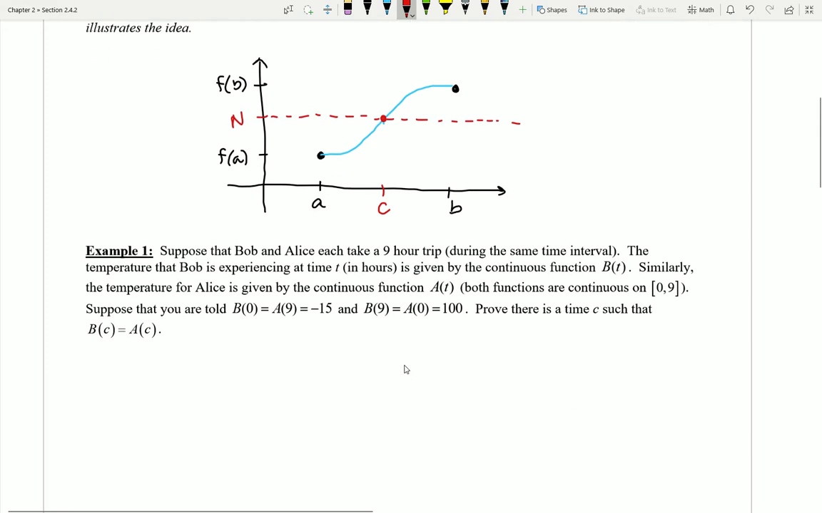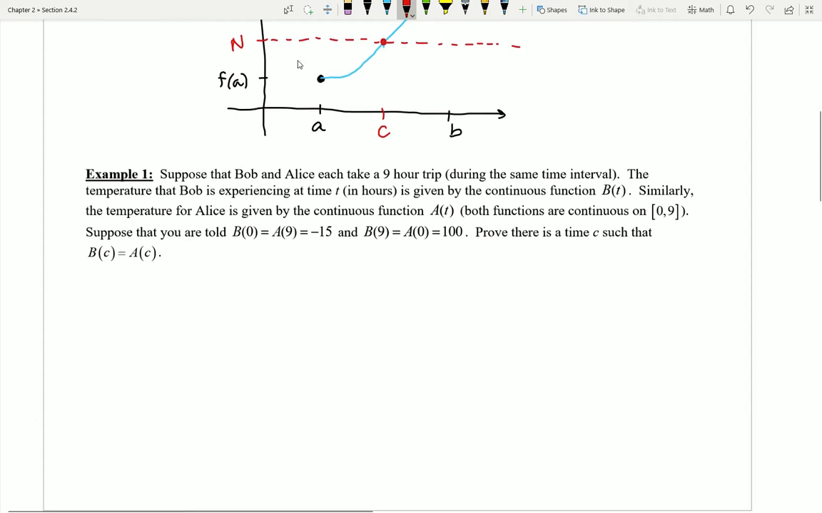Suppose that we are told the following. At time 0, Bob's temperature is negative 15, say, degrees Fahrenheit, and at time 9, Alice's temperature is negative 15 degrees. Remember, this was a scenario where Alice and Bob were on different starting points, making trips to each other's destination. So they're swapping. After the 9 hours, Alice is where Bob was at the beginning. So Bob's start location is Alice's end location, and vice versa.